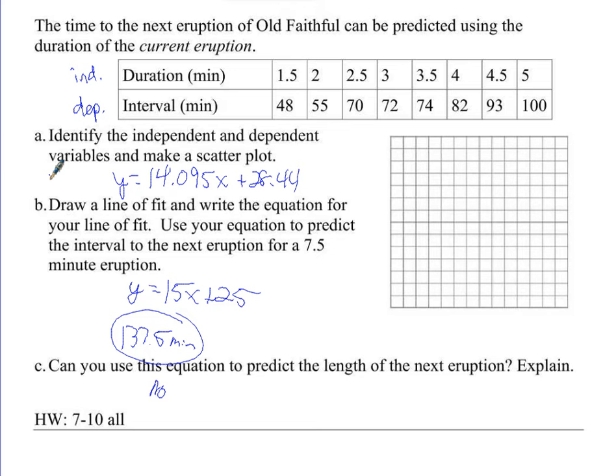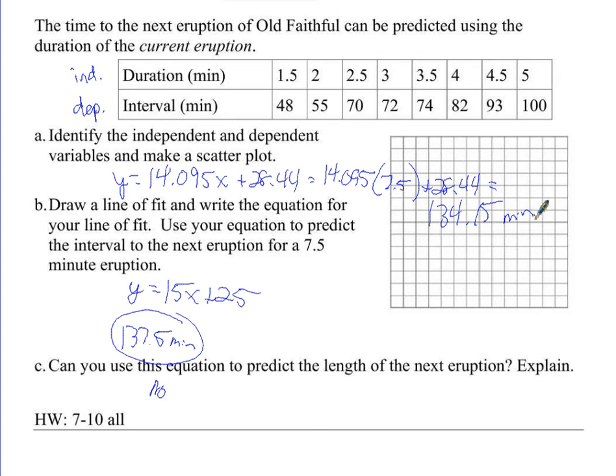Now I want to do the same thing. I want to evaluate this thing for an interruption that lasts 7.5 minutes. So that means I'm going to enter 7.5 in here. So 14.095 times 7.5 plus 28.44. Enter it into your calculator, and what do you get? 134.153. Okay, and that's minutes.